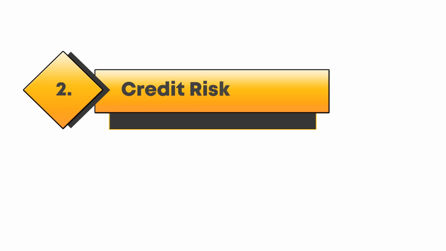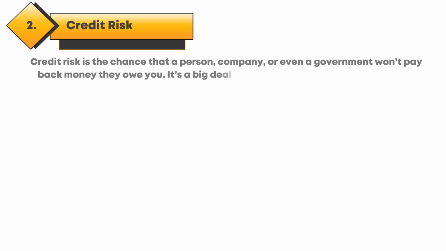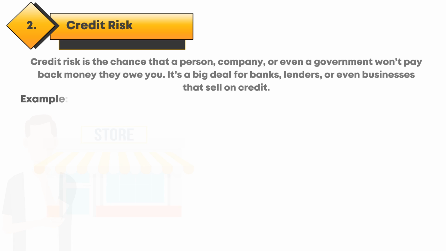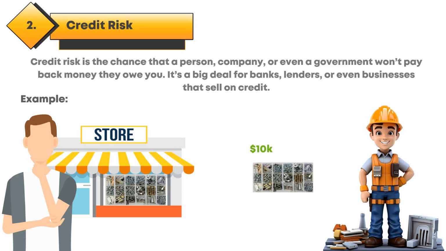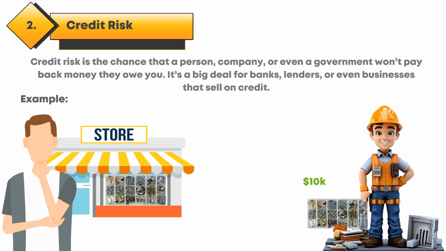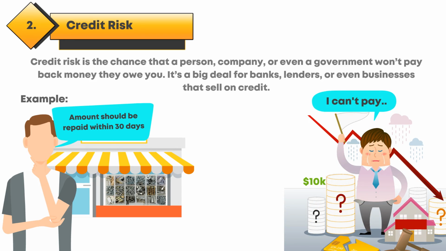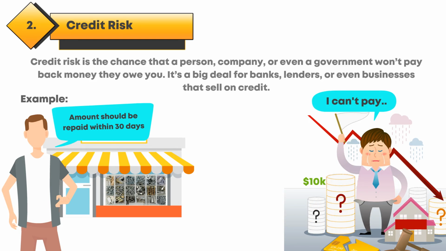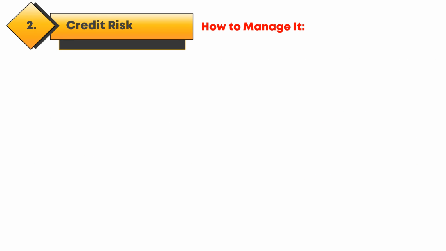Next, credit risk. Credit risk is the chance that a person, company, or even a government won't pay back money they owe you. It's a big deal for banks, lenders, or even businesses that sell on credit. For example, let's say you own a hardware store and sell $10,000 worth of supplies to a contractor on credit, expecting payment in 30 days. If the contractor goes bankrupt and can't pay, you're out that money. That's credit risk.